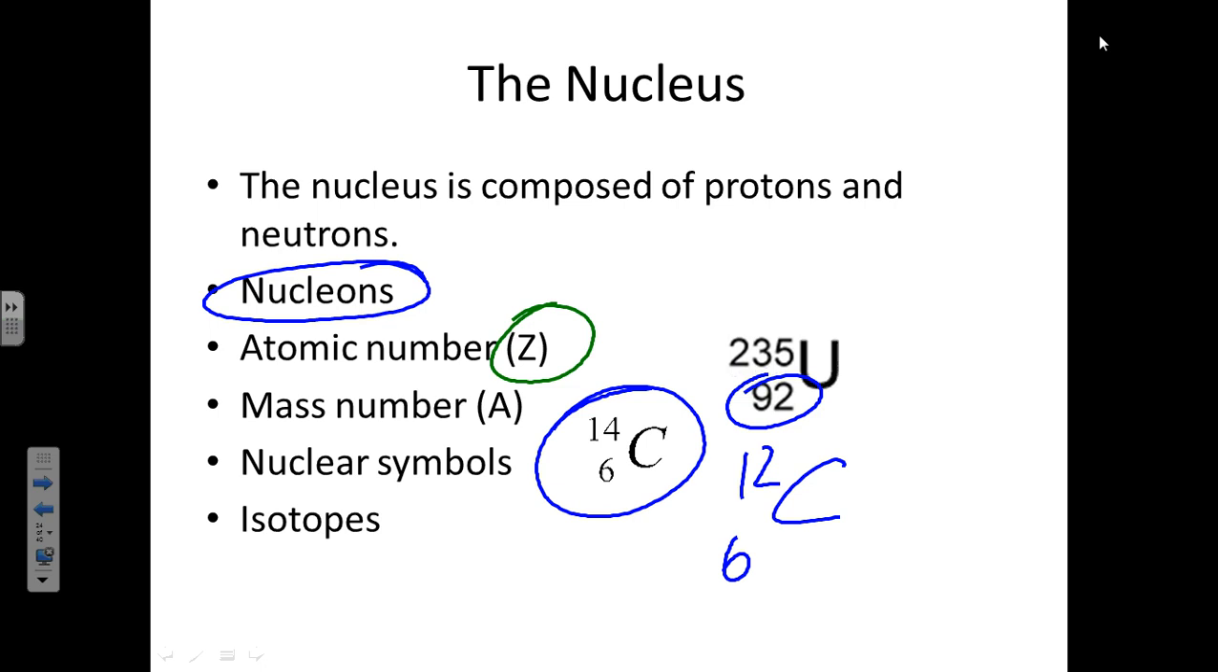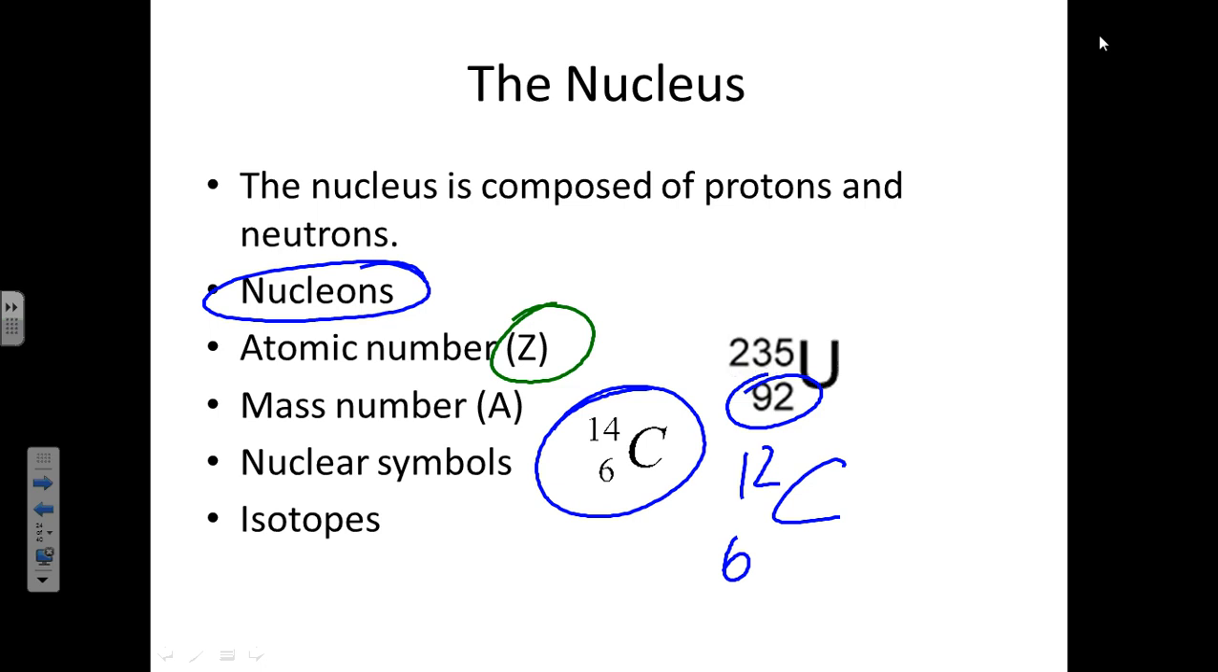Which one of those is more stable? 12. Neutrons, their job in an atom is to do what? They help to apply what kind of force? It's called the strong nuclear force, or sometimes just the strong force. Too many neutrons is just as bad as not enough. Atoms become unstable when they have the wrong ratio of protons to neutrons.